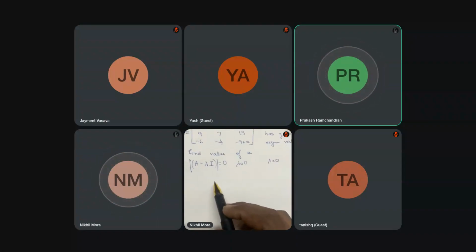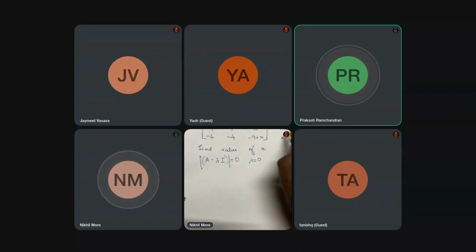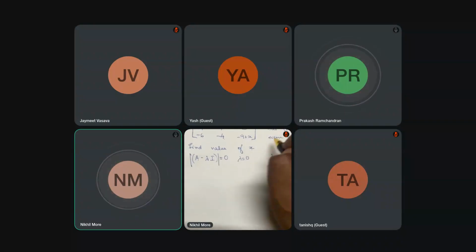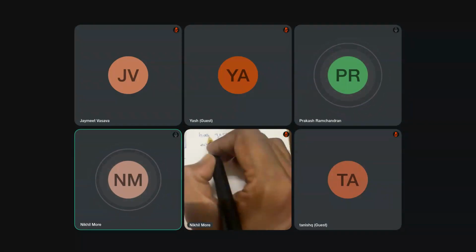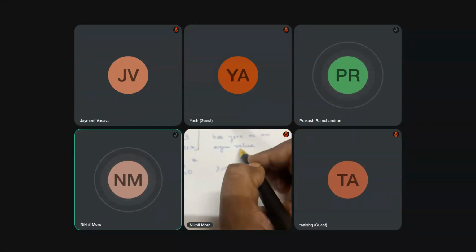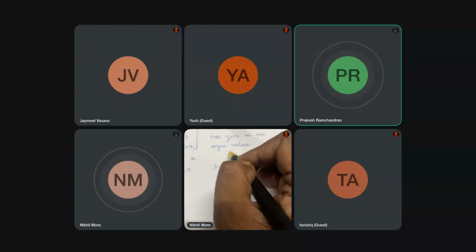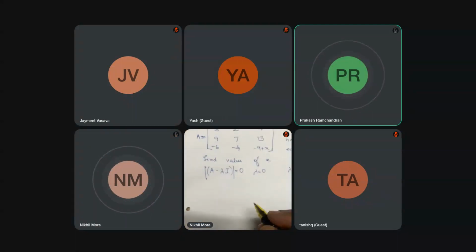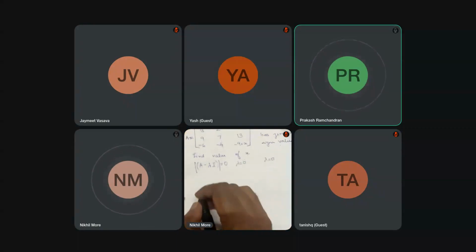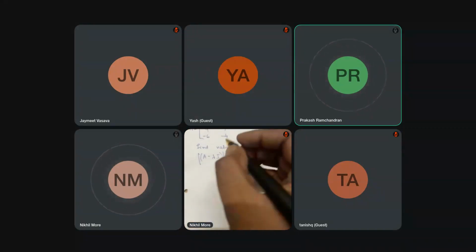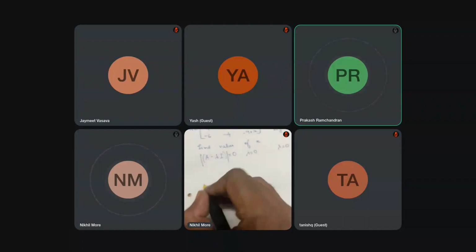Lambda equal to 0, you have written it twice. They have given that A has 0 as an eigenvalue. Okay, so lambda is equal to 0. We'll just replace this and solve it to find the value of x now.